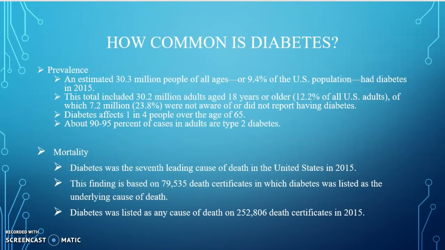Diabetes is a prevalent issue in the United States. In 2015, it was the 7th leading cause of death. This information was based off the underlying cause of death on patient certificates. According to the Center for Disease Control, an estimated 30.3 million people in the United States had diabetes in 2015. That is 9.4% of the population, and the number continues to rise because of poor health habits in the United States. 1 in 4 adults over the age of 65 has diabetes. 90 to 95% of cases in adults are type 2 diabetes.